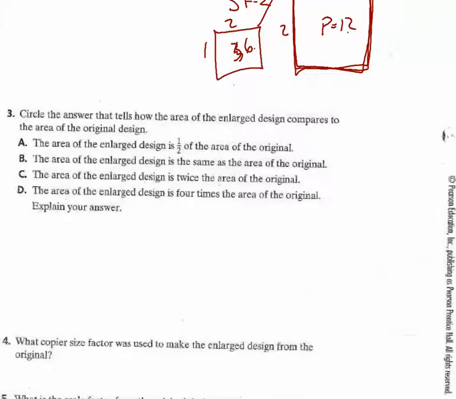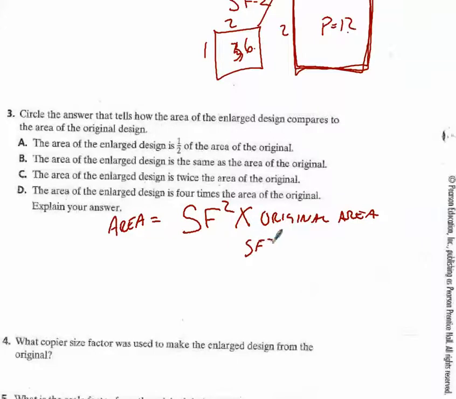Circle the answer, all right, that compares the areas. Now, this is a little tricky. First, you will hopefully remember we talked a ton about the area being the scale factor squared times bigger than the original area. So if the scale factor is 2, that means the area is 4 times bigger.